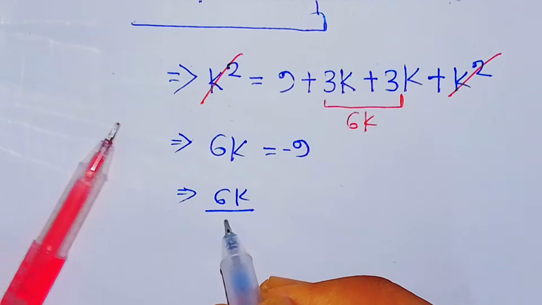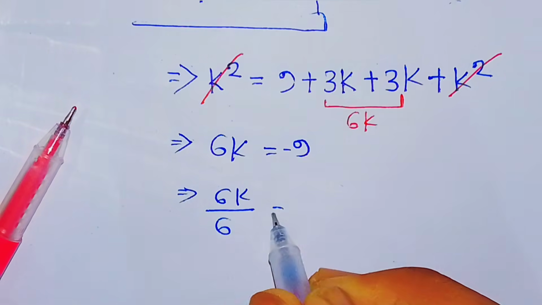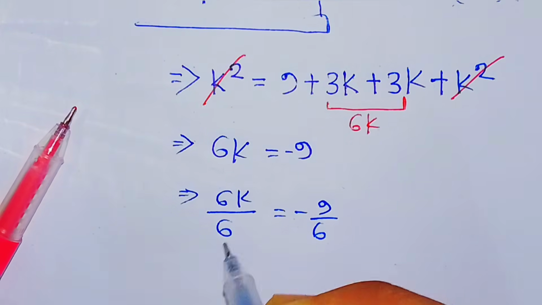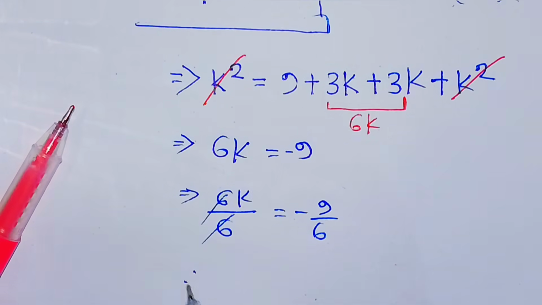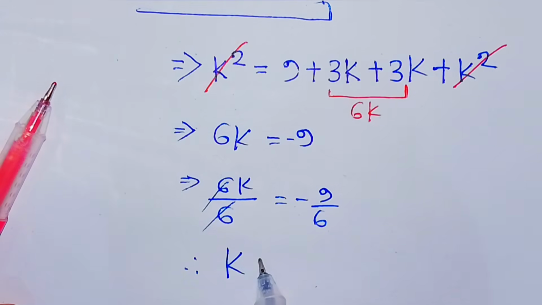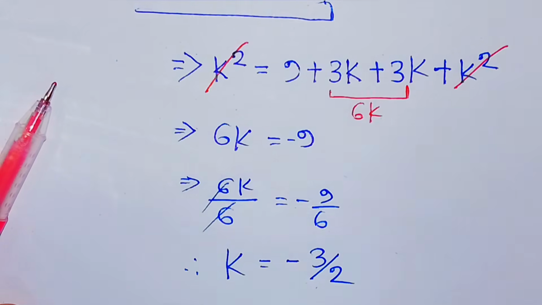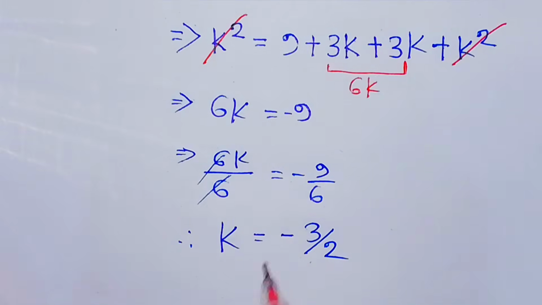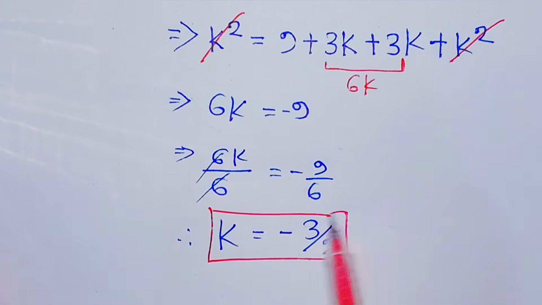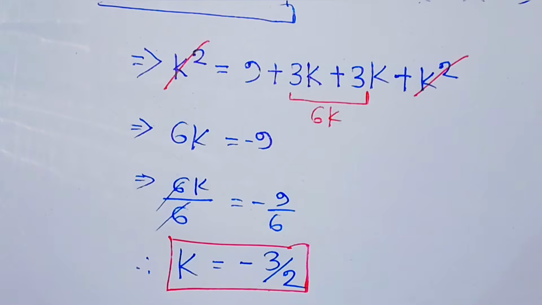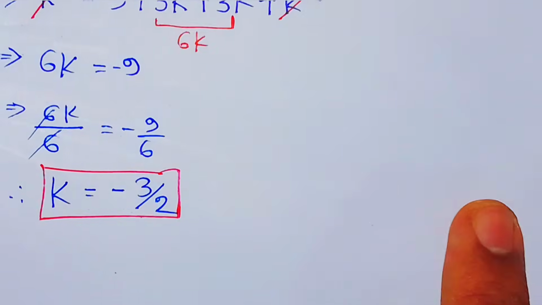Now we divide both sides by 6, then the left side k will be single and the main value will be minus 3 divided by 2. So here we get the answer k equal minus 3 by 2.